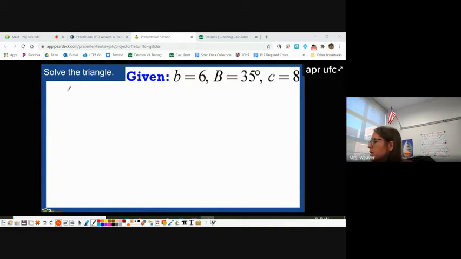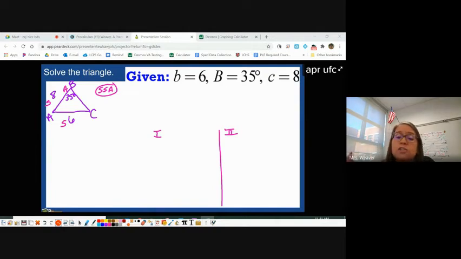So let's draw our little triangle. I think it's good to visually have a representation to organize our information. I'm going to call it triangle ABC. We're given that angle B is 35 degrees. Side B, opposite of that, is 6 units. Side C, which is opposite angle C, is 8 units. So look at my triangle. What information do I have? I have a side, the very next side, and the very next angle. So this is a side-side-angle triangle, which means there's a possibility of 2 triangles, one from quadrant 1 and one from quadrant 2. There's just a possibility.